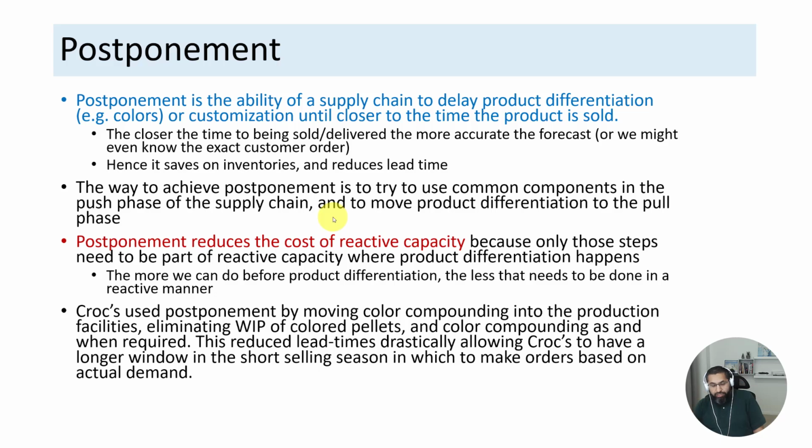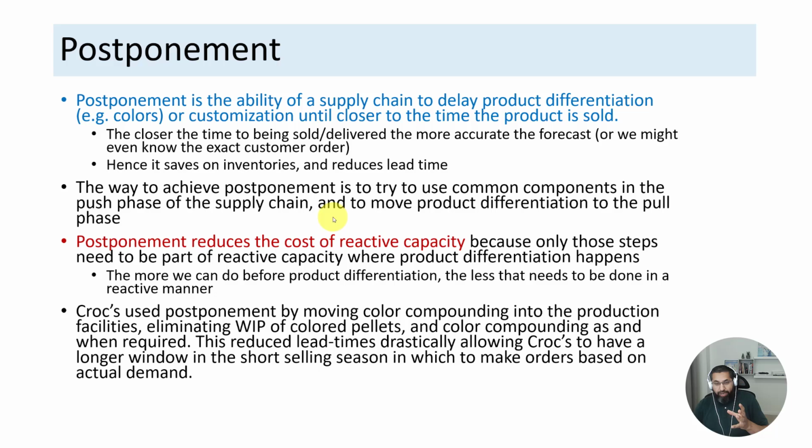So they would buy these plastic pellets. They would buy red plastic pellets, blue plastic pellets, green plastic pellets, and they would make the shoes with those plastic pellets. So if you wanted a green Crocs shoe and you didn't have the green pellet, you could not make the green shoe. Okay.